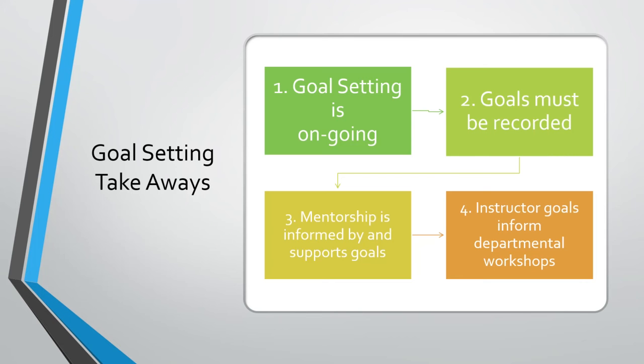Well, goal setting is ongoing, but in order for it to be successful, it has to be recorded. We suggest writing it down in the evaluation summary, again, provided in the book. Mentorship should be informed by and support goals. So again, the mentor isn't just someone who says, yeah, sure, I'll talk to this person every now and then, but a goal is set. And this goal, again, should be set by the instructor, and it needs to be contextualized in what the institutional needs are, the student needs, and the instructor needs. But the mentor is there to support that.